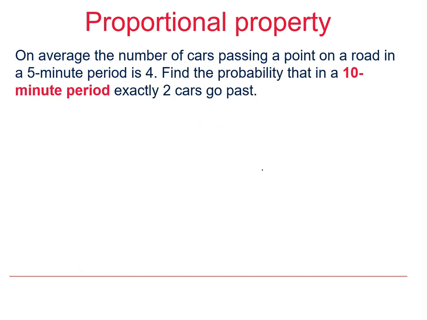So if we go back to this question again, we're going to define a new random variable, let's call it y, and that will be the number of cars passing a point on a road, this time in a 10-minute time period. So our time period has doubled, so y would follow a Poisson distribution, not with lambda equal to 4, because in a 10-minute interval, double the interval, lambda would be doubled. Lambda now equals 8.